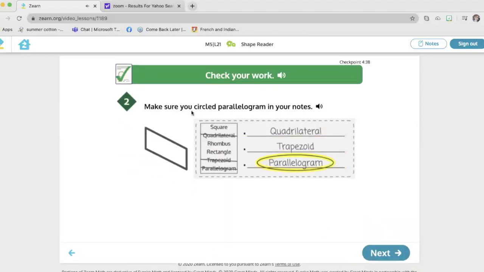Okay, now, if you were looking for the name that's most specific for the shape, it's going to be parallelogram. Again, I told you that there are a lot of shapes that could be considered a quadrilateral. The square can be considered a quadrilateral, it has four sides. The rhombus can be considered a quadrilateral. The rectangle can be considered a quadrilateral. But in this case, parallelogram is going to be the name that describes this shape the best.